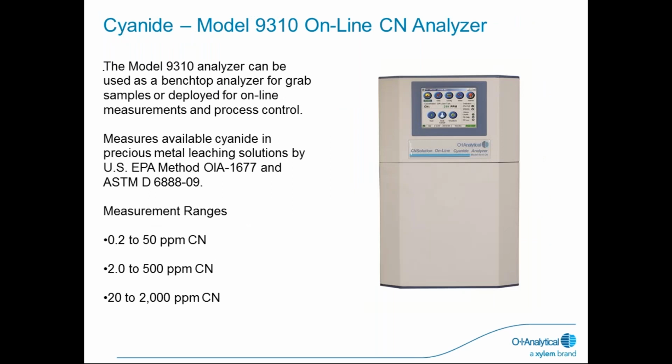Just wanted to speak a little bit as well with our expertise in cyanide from the lab to an online instrument. We do have the Model 9310 analyzer, which can be used as a benchtop analyzer for grab samples or deployed for online measurements and process control. It measures available cyanide in precious metal leaching solutions by EPA method OI 1677 and ASTM D6888. We have measurement ranges of 0.2 to 50 ppm, 2.0 to 500 ppm, and 20 to 2000 ppm.